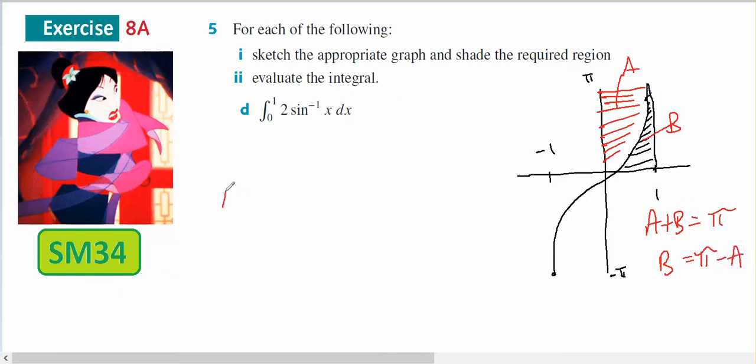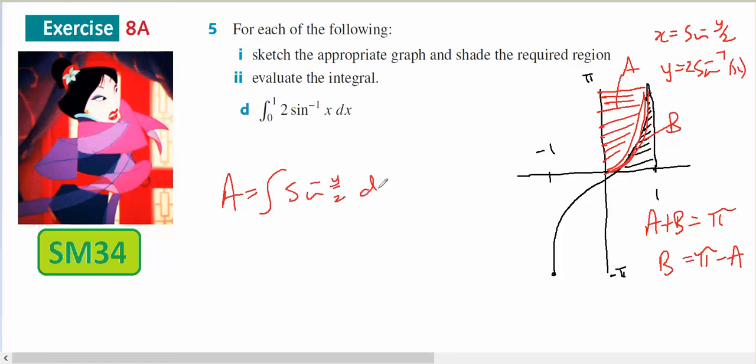And A is going to equal the integral if I integrate with respect to y, if I know that that is y equals 2 inverse sine of x, looking at the inverse, x will equal the sine of y on 2. So the integral of sine of y on 2 dy from 0 to pi.